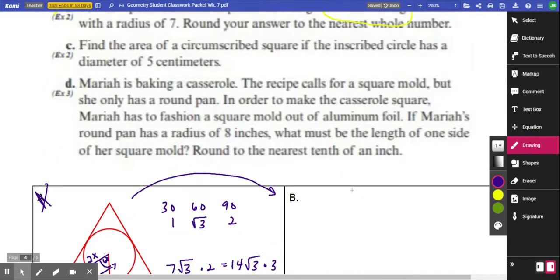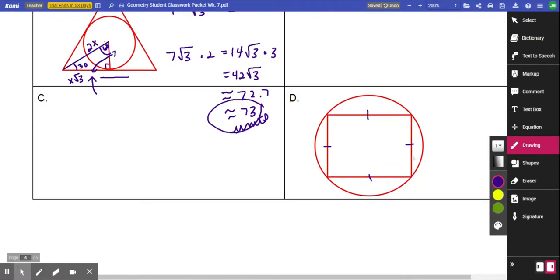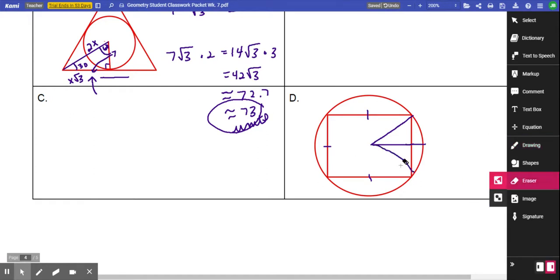And we're told that the radius of this round pan is 8 inches. So if we take anywhere out here, we have a radius of 8 inches. Or I could go out this way as well, and so on. No, that one didn't align very well, though. So let's just stick with this. All right, so I need to find the length of this. So I'm going to use the fact that this is a right triangle, and then I can double it and find the perimeter of my square.